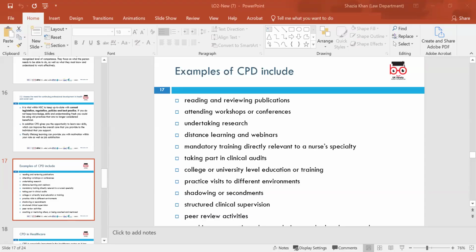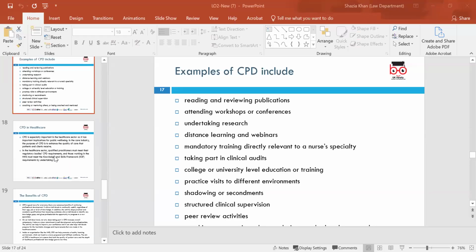So you could be reading journals, articles, and books to keep you up to date. You could be engaging in work-based learning, reflecting, mentoring, participating in discussions, volunteering. These can be parts of getting shadowing maybe. These are all parts and examples of CPD that can be provided to you.